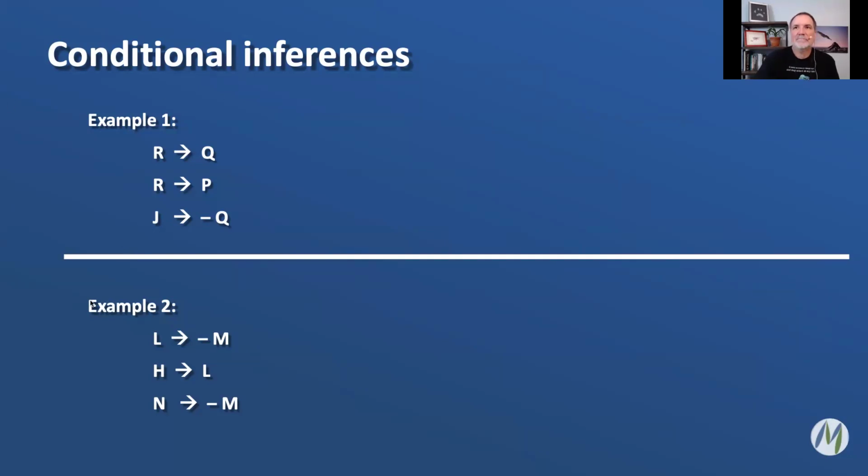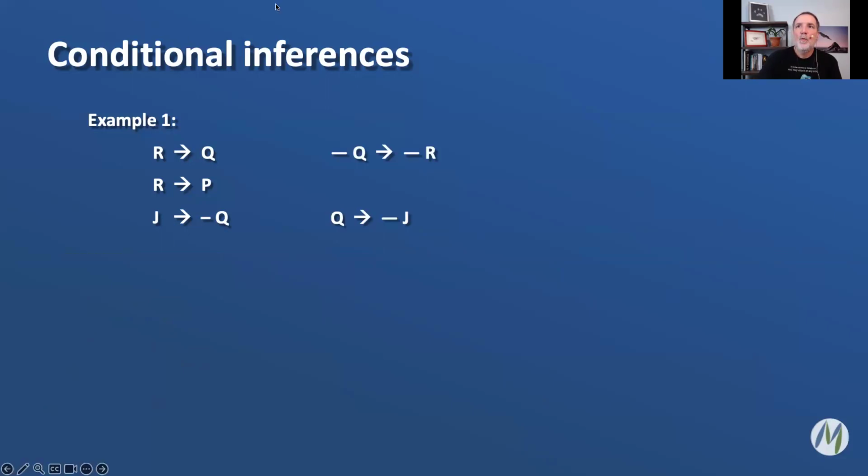Okay, so let's give this a shot. For the top one, we can do our contrapositives, right? Our contrapositives that we just did. If R, then Q means if not Q, then not R. Or we can take if J, then not Q and turn that into if Q, then not J.